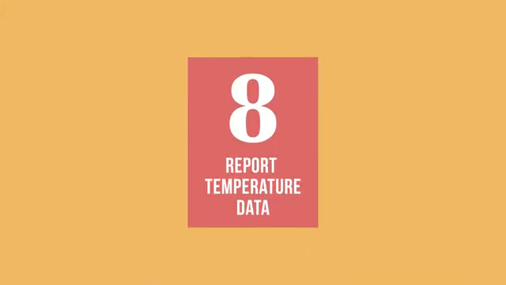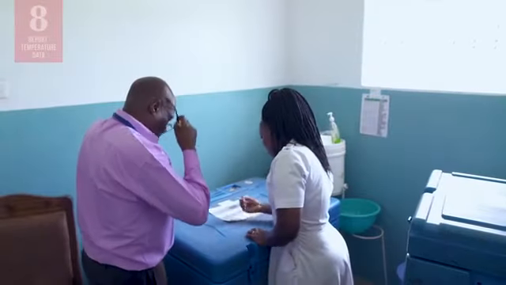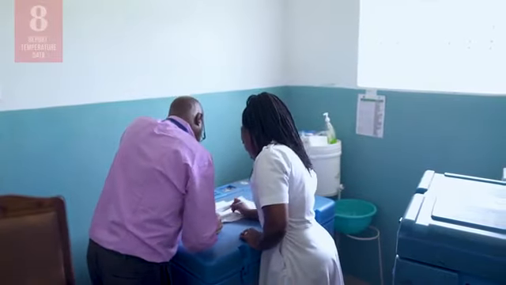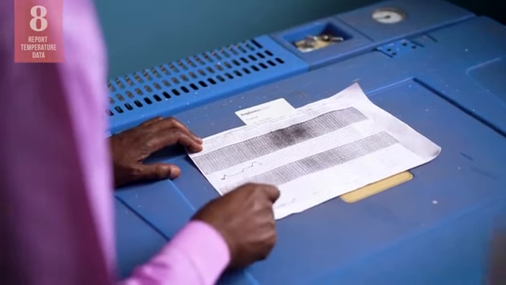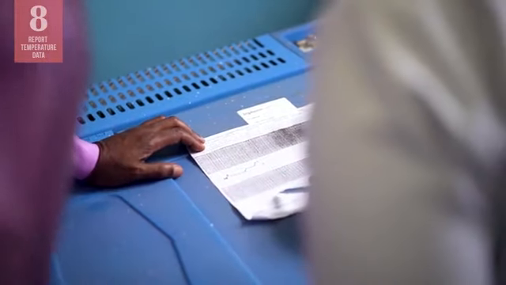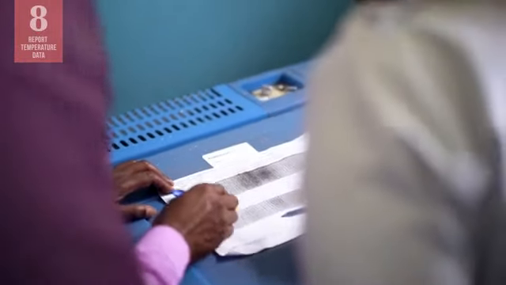Report refrigerator temperature data. On the chart you use to record daily refrigerator temperatures, you should be able to see the highest and the lowest temperatures that were recorded in each piece of equipment this month. You should also be able to see how many alarms were triggered for high or low temperatures.